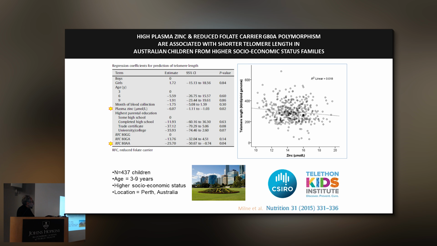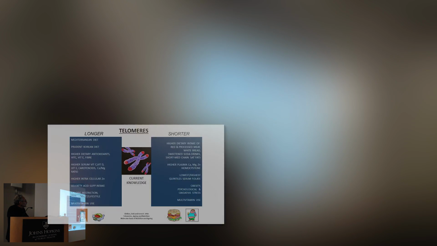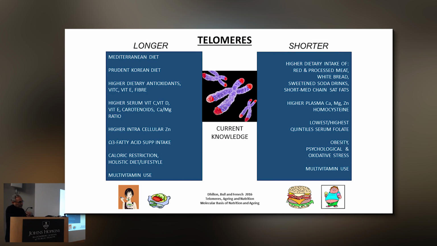We do quite a lot of telomere work now. This is a study we did in children, which I think I showed maybe yesterday or the day before, showing that there's a negative correlation with zinc. So too much zinc may not be a good thing for telomeres. And also there's an association with the reduced folate carrier, AATA. So homozygotes have got shorter telomeres. And we know that this is also associated with more micronuclei, as I show a bit later. And from this study in Spain, a higher intake of fruits and vegetables and less white bread is associated with longer telomeres. So we know that nutrition is affecting telomeres in children.